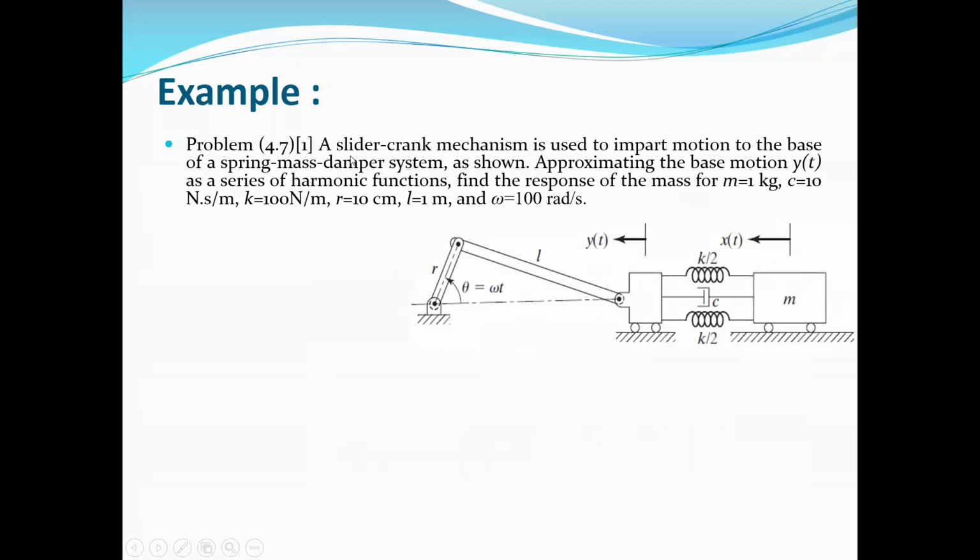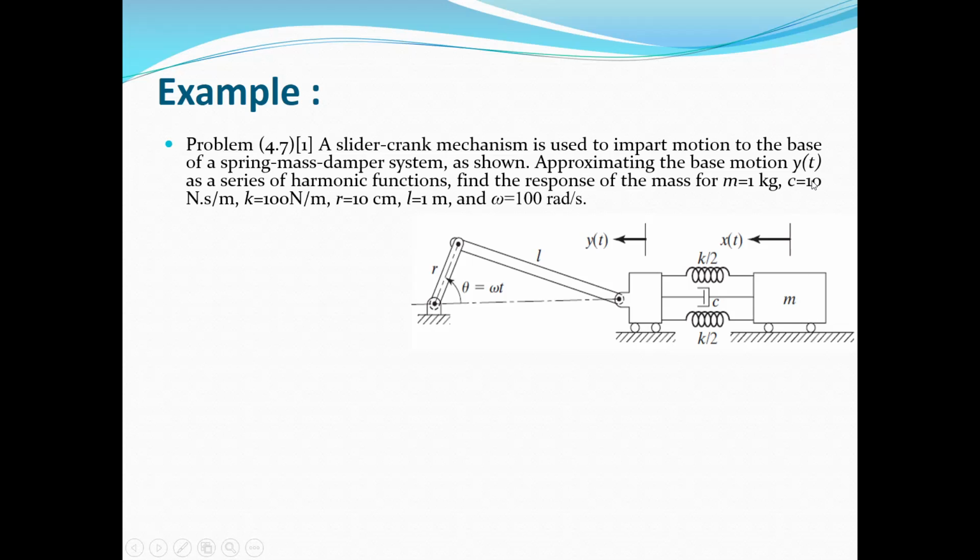In this example, a slider crank mechanism is used to impart motion to the base of a spring mass damper system, as shown, approximating the base motion y(t) as a series of harmonic functions. Find the response of the mass, for m equal to 1 kilogram, the mass of this particle.